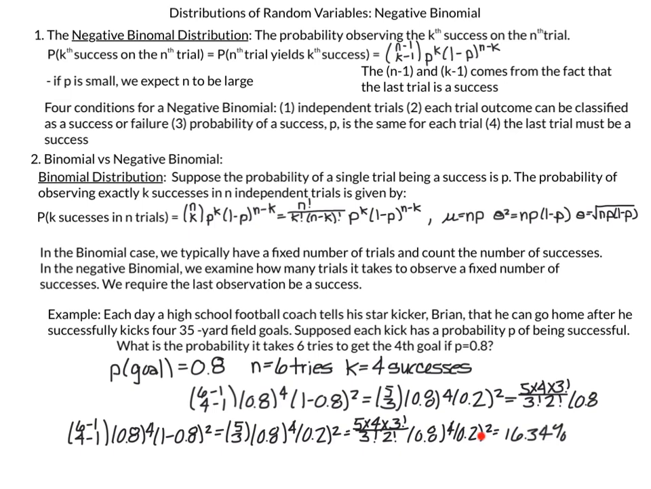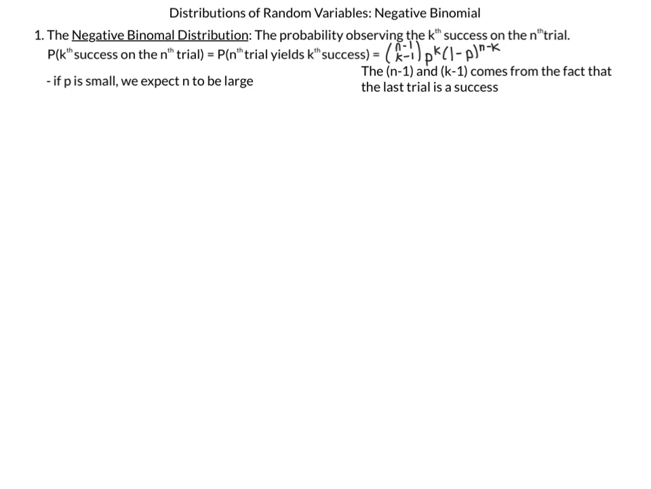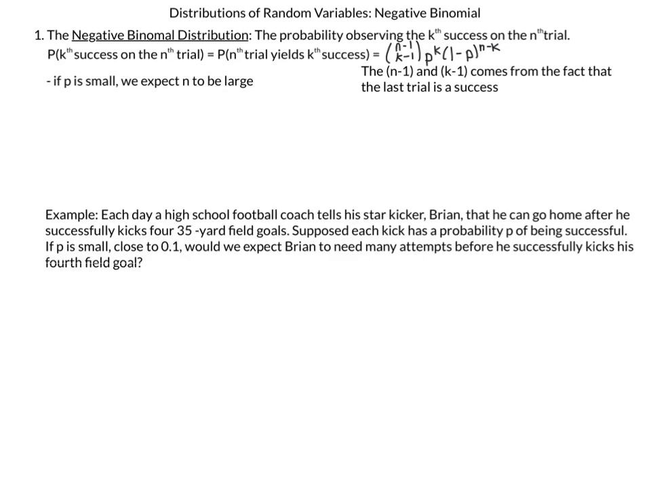And that concludes our overview, so we're going to go back up and take a closer look at the negative binomial distribution. Here are our notes about the negative binomial distribution, a reminder that that's the probability of observing the kth success on the nth trial. And this is here for your reference. And we're going to use this example of the field goal kicker Brian to motivate our discussion.